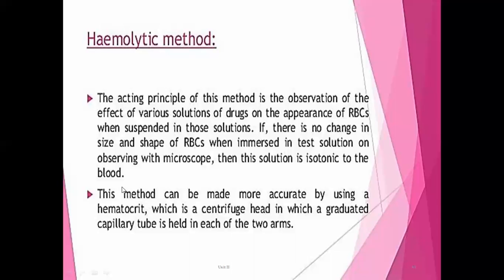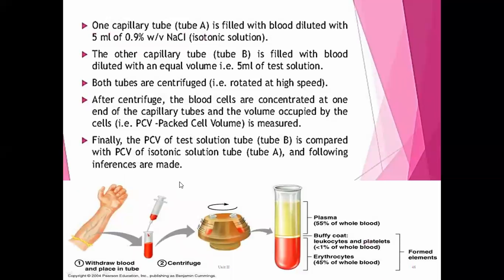That is, measuring the size of the RBCs and the appearance of the RBCs. If we use hematocrit, it is a very easy method, which is a centrifuge method in which a graduated capillary tube is held in each of the two arms. See here what procedure we are going to follow for the determination of tonicity in the case of the hemolysis method.